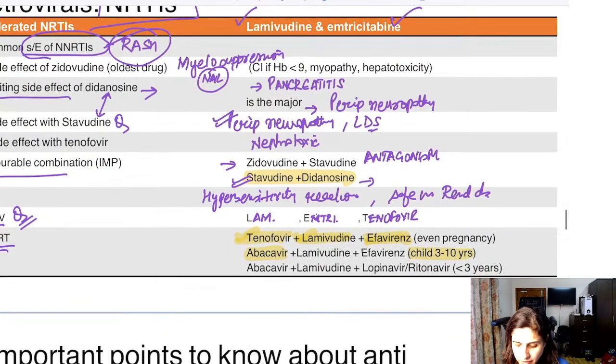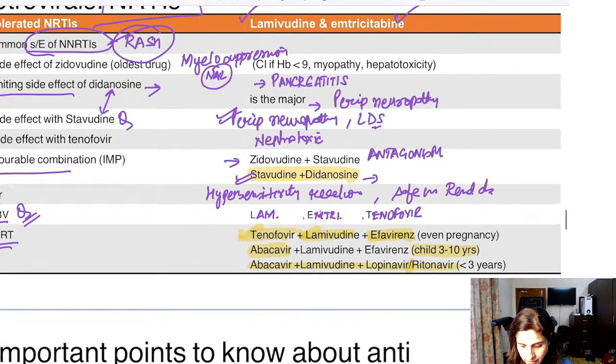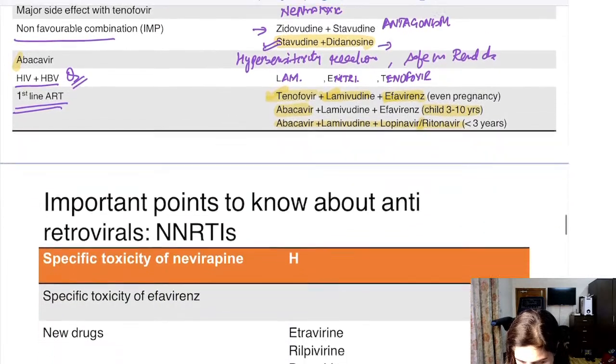एंड अगर लेस देन 3 years का चाइल्ड है देन वी हैव अबैकावीर, लामिविडीन एंड अ बूस्टर PI रेजिम. ठीक है, प्रोटेज इनहिबिटर रेजिम, लोपेनावीर प्लस रिटोनावीर साथ में. It is not or, it is actually together. अभी हम देखेंगे ना why we are giving it together, so we give it together. So tenofovir, this is the adult therapy even if it is a pregnancy. Tenofovir, lamivudine, efavirenz. ठीक है, ये important हो गया इसके बारे में.